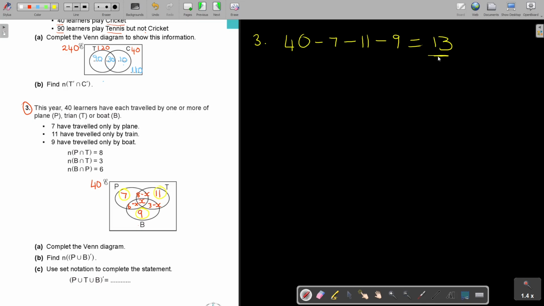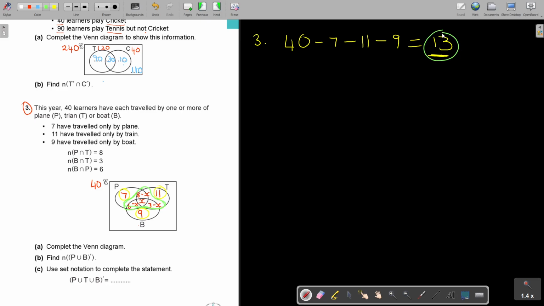Okay. Remember, they travel by one or more, so nobody was not traveling, so there is nothing on the outside. Okay. But now remember that 13 is represented by this middle part here. Do you see that? That's going to be 13.